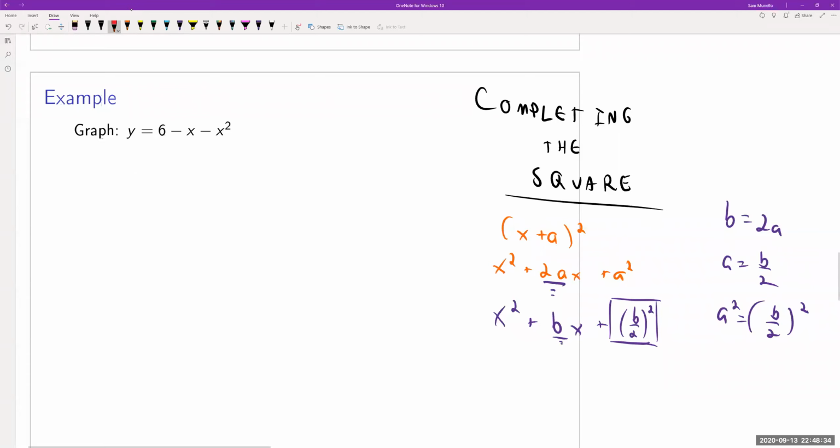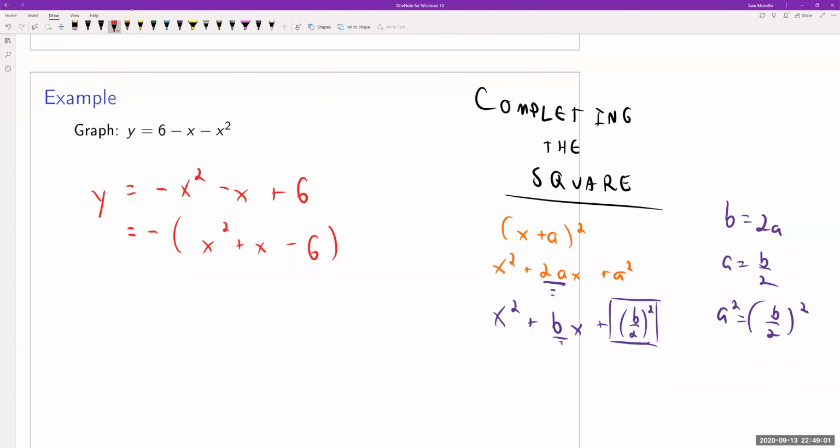So the first thing I'm going to do is rewrite this in standard form, or I should say general form here: negative x squared minus x plus 6. I don't like the fact that there's this negative here. It's making it more complicated for me. So the first thing I'm going to do is factor out a minus 1 from each piece. This will make it more straightforward to complete the square.